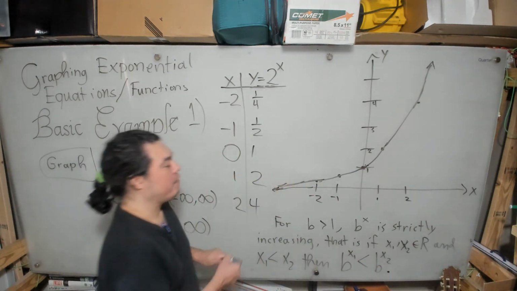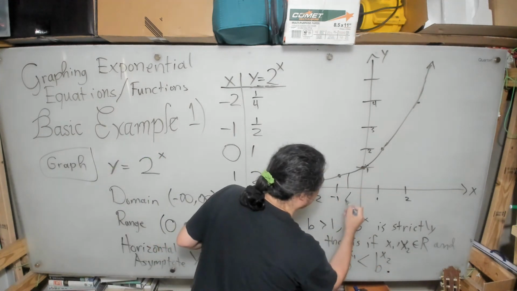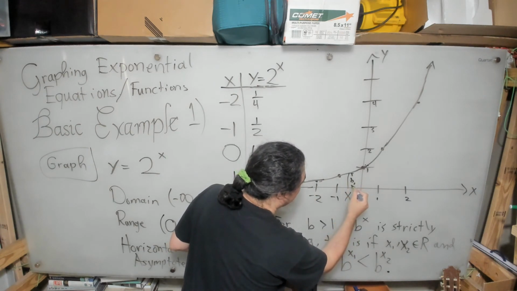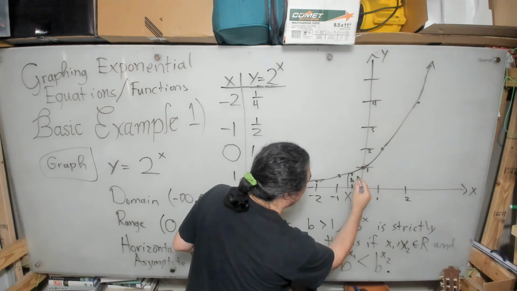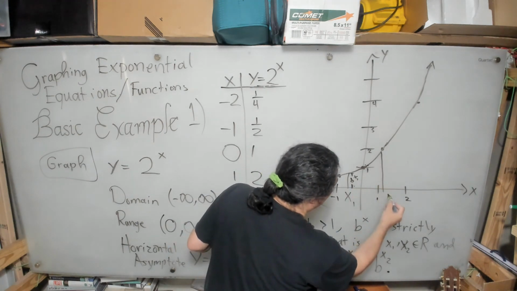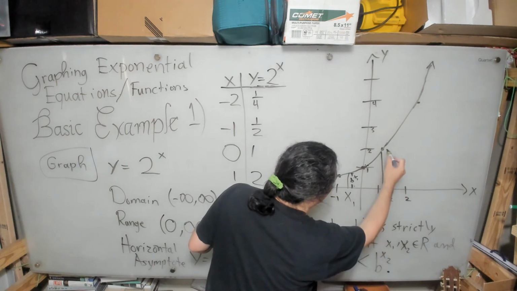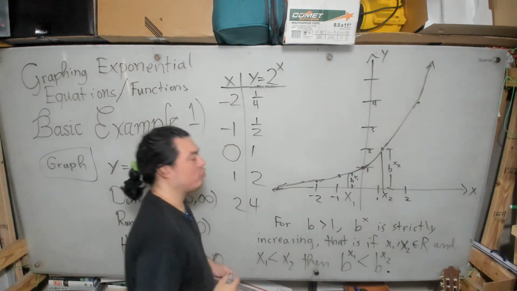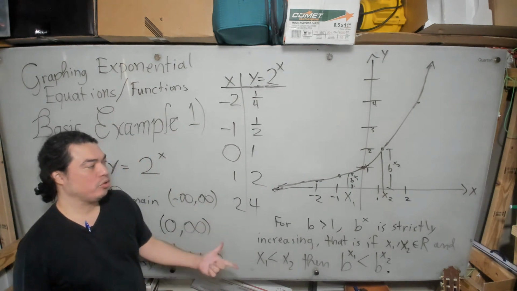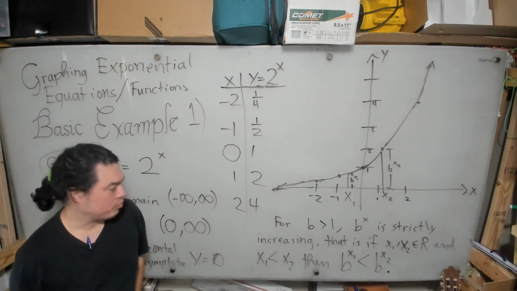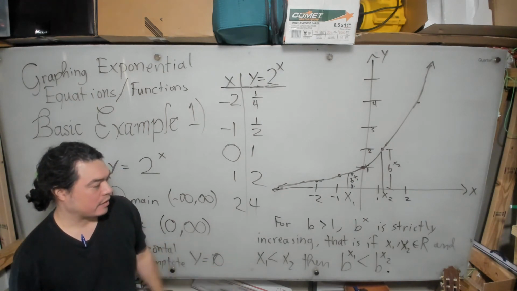So in other words, if I let this be my x1, for example, then this height would be my b to the x1, and that will be smaller than this. If this is x2, this height would be my b to the x2. And so what it's saying is that as long as x1 is less than x2, b to the x1 will be shorter than b to the x2. That's an important fact.